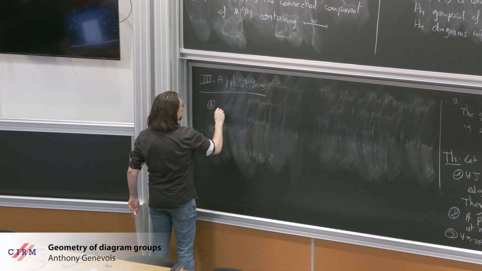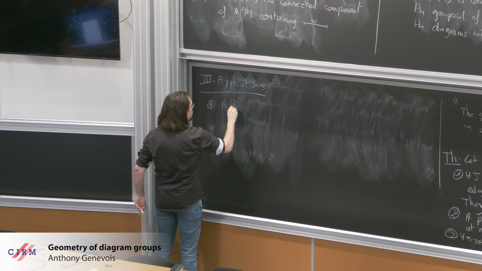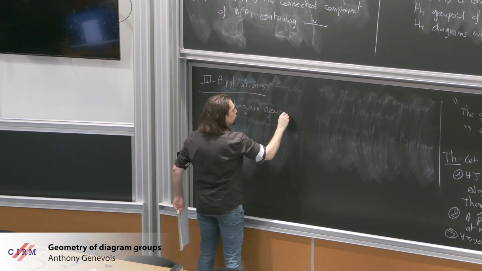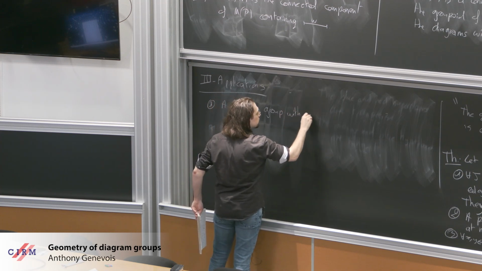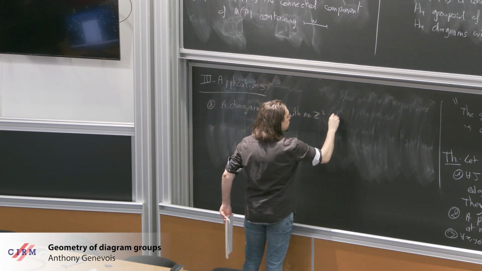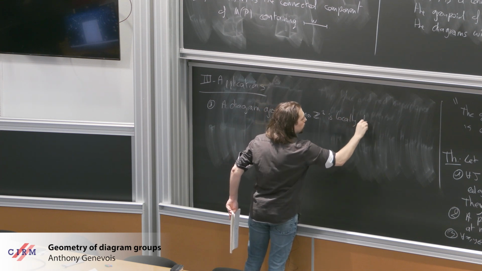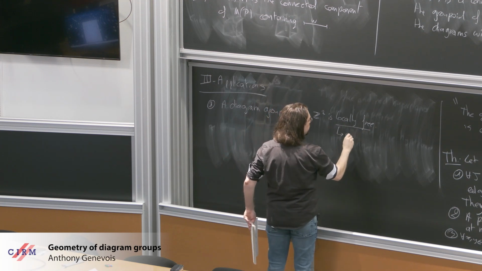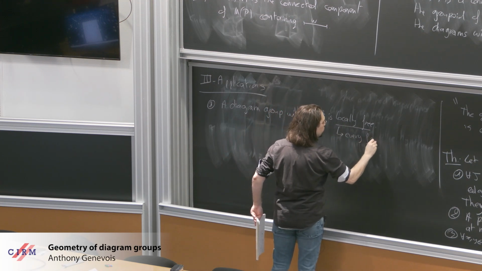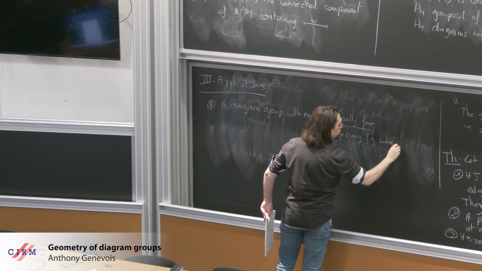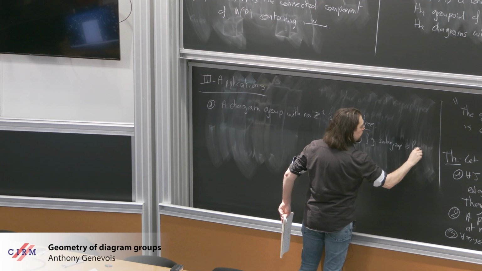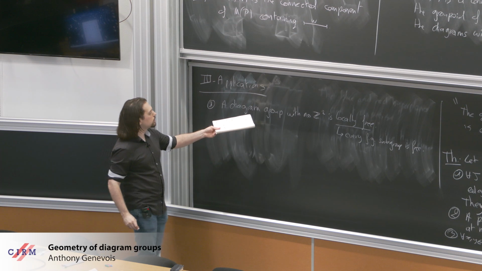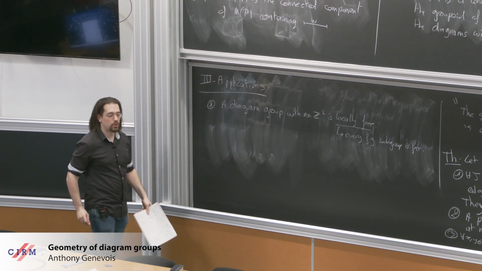So first thing is that a diagram group with no Z square is locally free. So by locally free, I mean that every finitely generated subgroup is free. Okay? So in particular, this prevents many groups from being diagram groups.